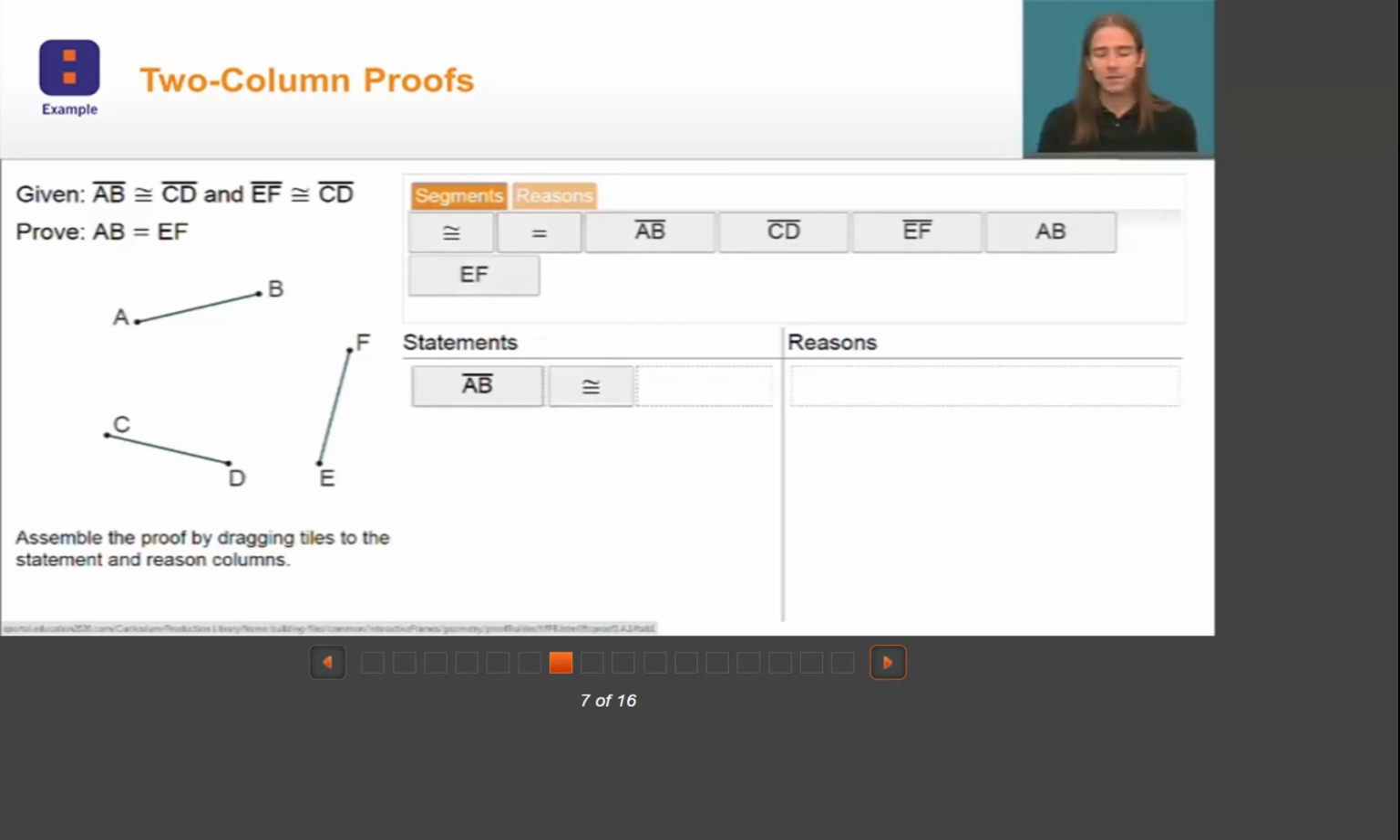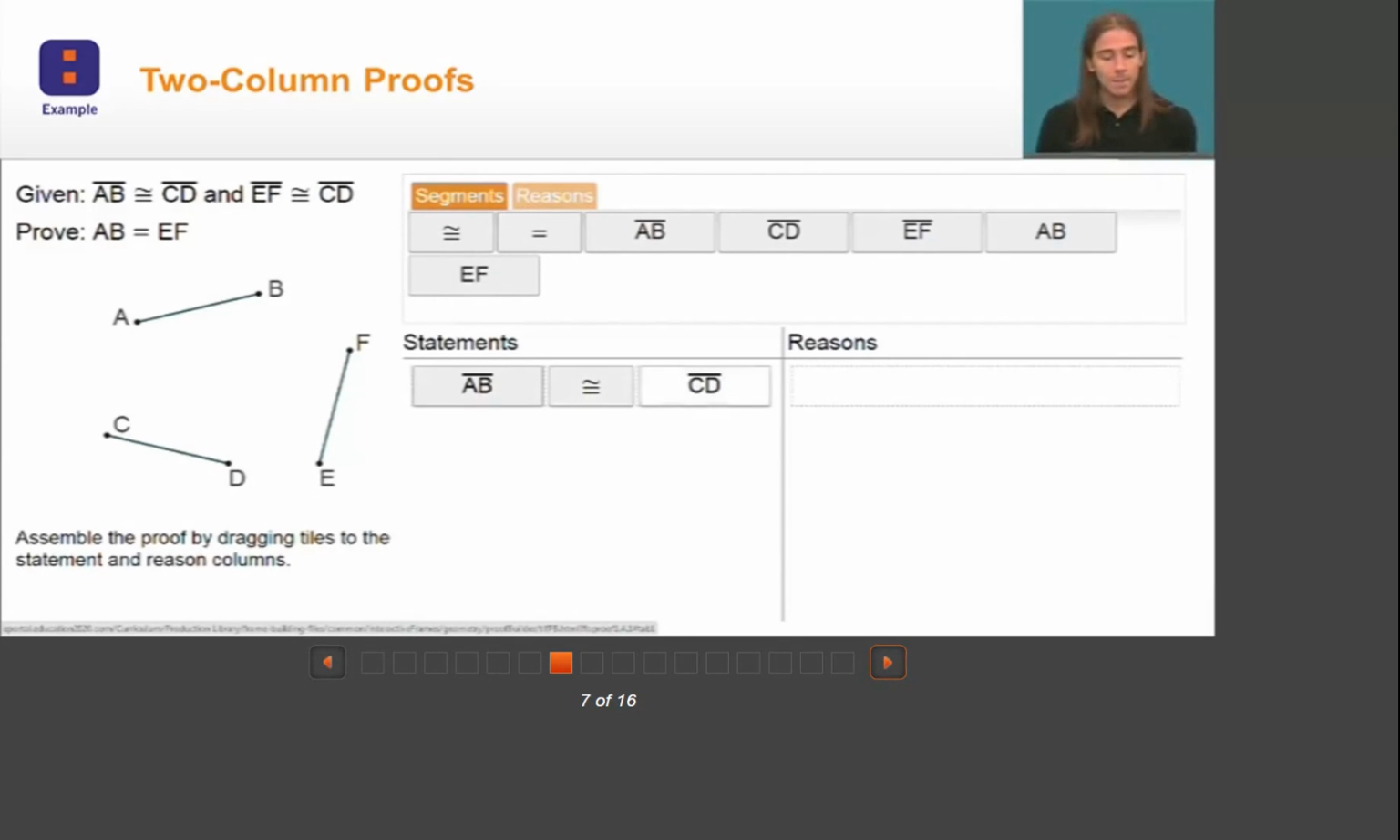This problem asks me to prove that given if AB is congruent to CD, just like I dragged down there, but also if EF is congruent to CD, what we're asked to prove is that the length of AB is equal to the length of EF. Let's go ahead and prove that.